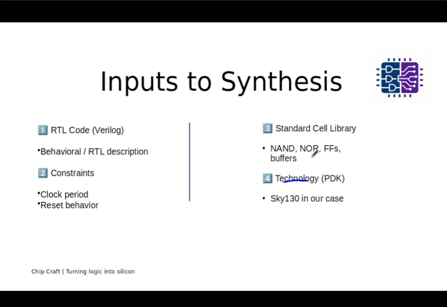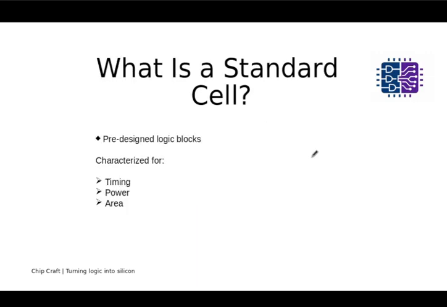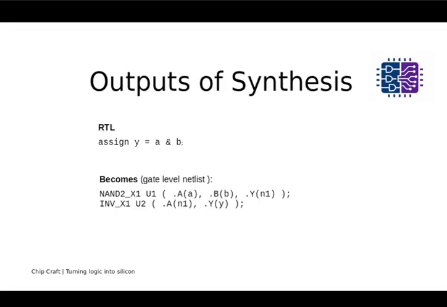By the word standard cell, I mean pre-designed logic blocks. They carry all the digital gates, and they are all characterized for their timing, power, and area. All this information can be found in the Liberty file. This information is later calculated by the tool to decide whether our chip is going to meet our requirements or not.